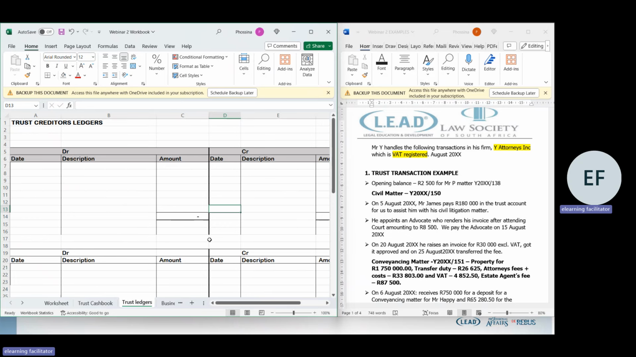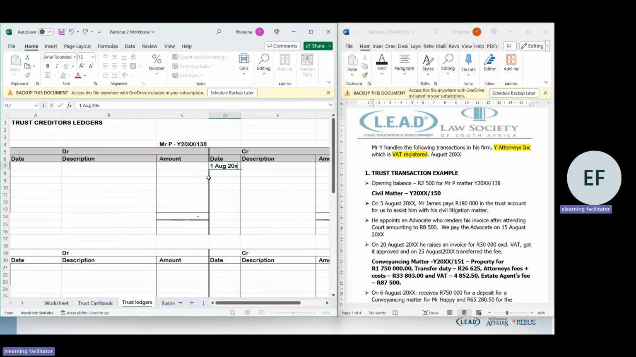Okay, and our first transaction, it's an opening balance and it's for Mr. P. So Mr. P is our trust creditor, and this is for his matter 20XX stroke 138. Okay, so that is the title of our ledger, because then we can identify it with the owner of the ledger. Okay, and we are told this is an opening balance.